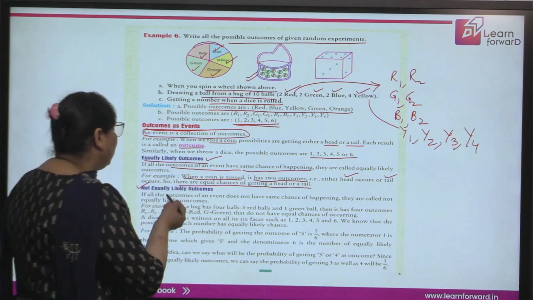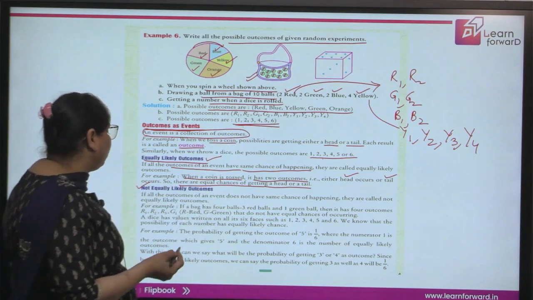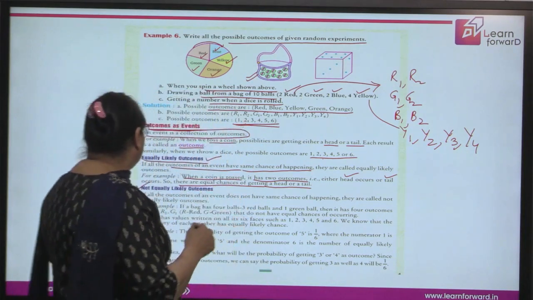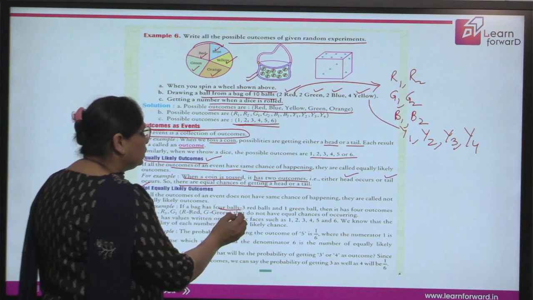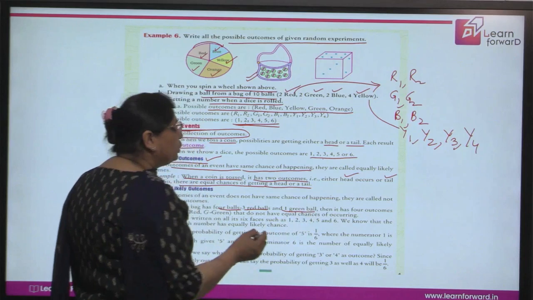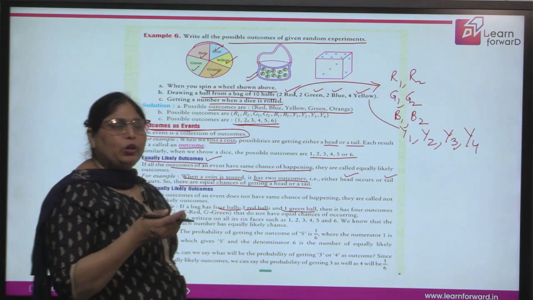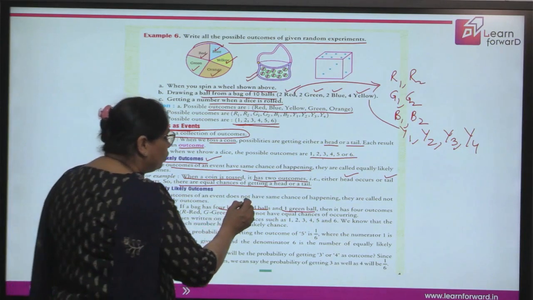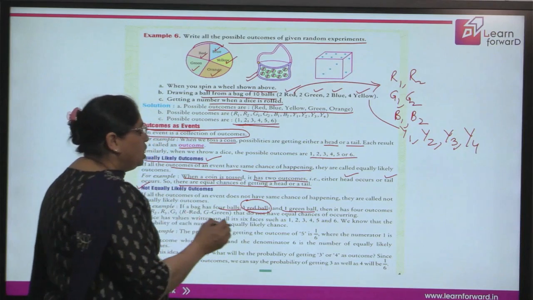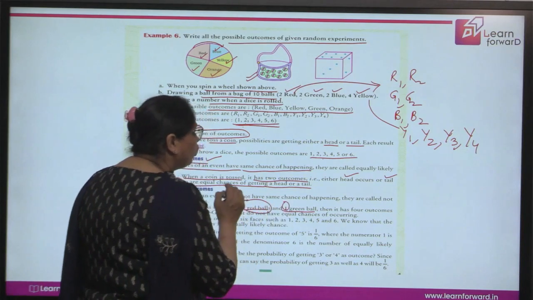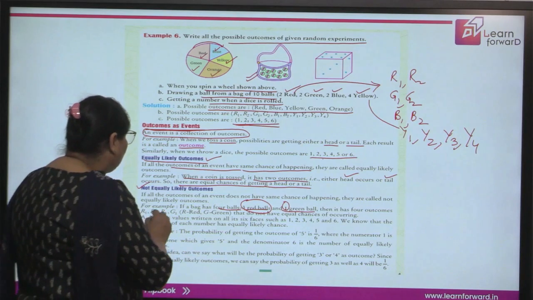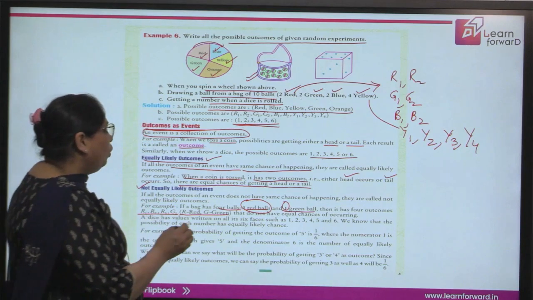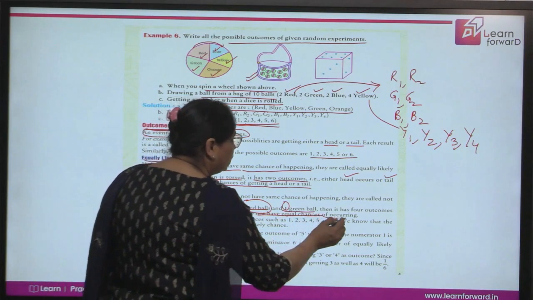So, as you have seen, 1, 2, 3, 4, 5, 6 we can also take, because we don't know which number comes on throwing a die. If a bag has 4 balls, 3 red and 1 green, the possibility of getting a red ball is more as compared to getting a green ball, because the number of red balls is 3 and the number of green balls is only 1.